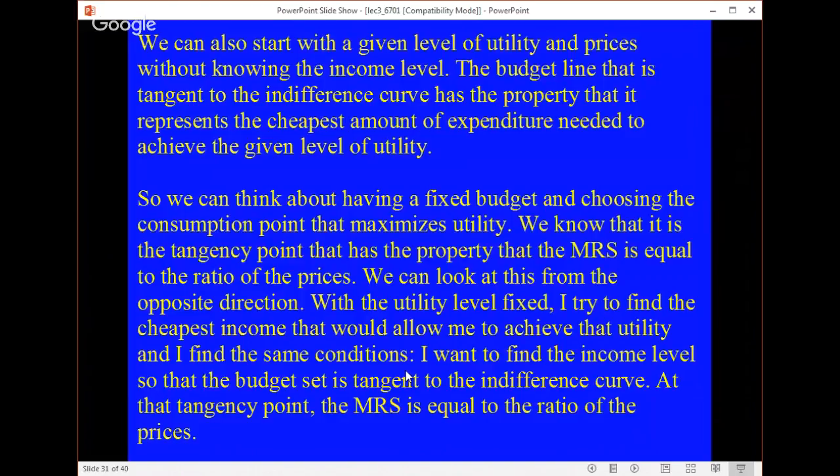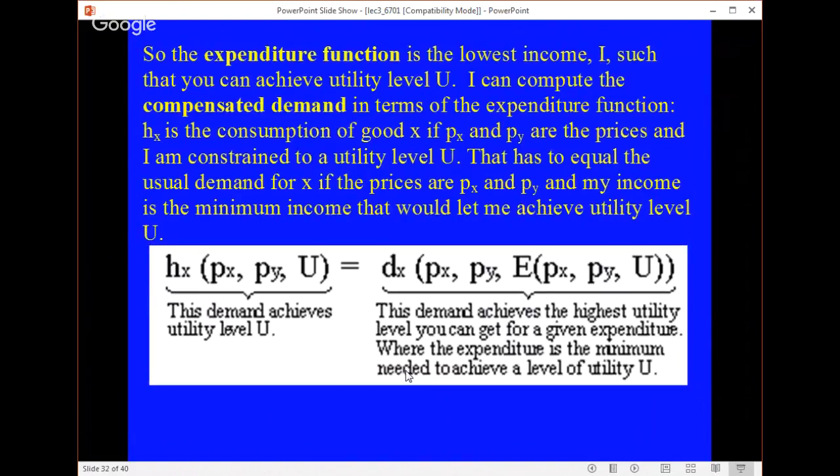Okay, there you go. So I can start with the given level of utility and prices without knowing the income level. The budget line that is tangent to the indifference curve has a property that represents the cheapest amount of expenditure. Right? So the expenditure function is the lowest income, I, such that you can achieve utility level U.